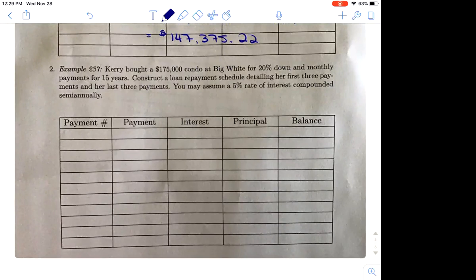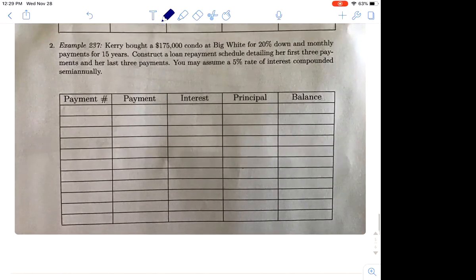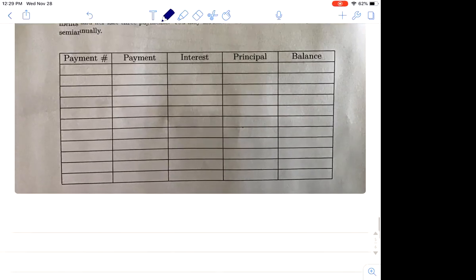Carrie bought a $175,000 condo at Big White for 20% down. So 20% of that she paid down, right? And monthly payments for 15 years. Construct a loan repayment schedule detailing her first 3 payments and her last 3 payments. You may assume a 5% rate of interest compounded semi-annually.